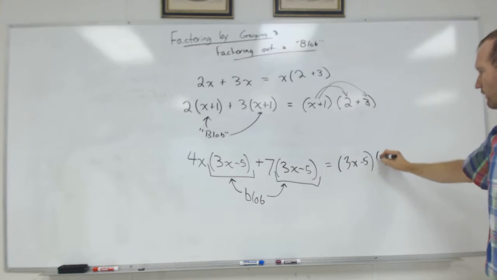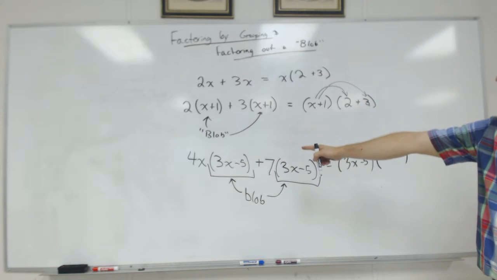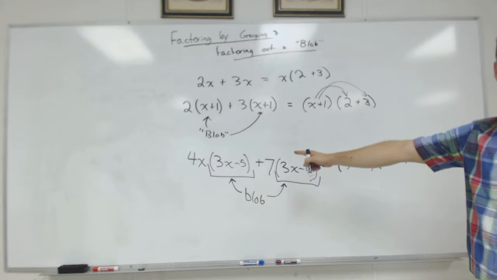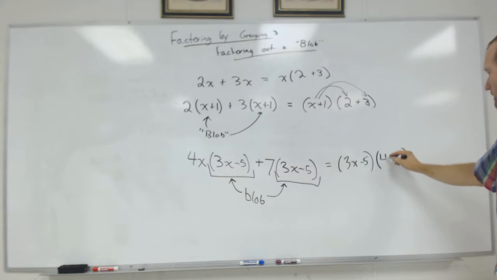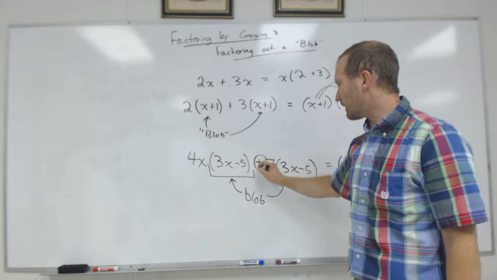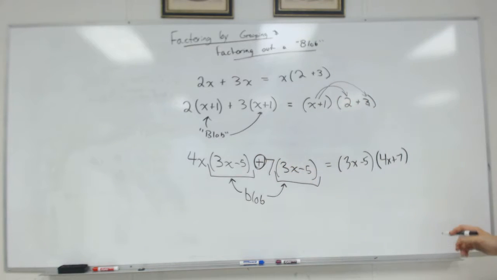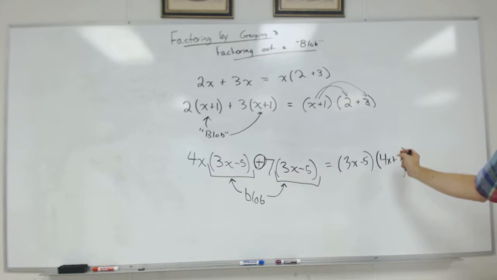And what is my other factor? What's left after I take that out? 4x, and 7. Times 7? Plus 7. Plus 7. Yeah. So that plus is really important. The fact that there's a plus here, right? 4x plus 7. So I took out the blob, and now I end up having 2 factors.